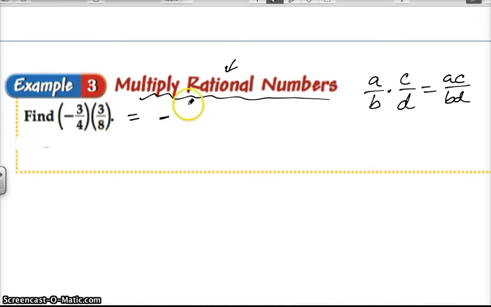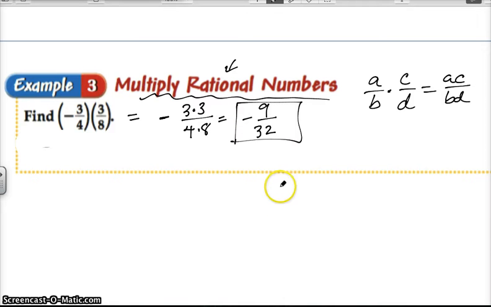Now, I'm just going to proceed as I would. 3 times 3 is going to be my numerator, and my denominator will be 4 times 8. With a little bit of fancy calculation, I get negative 9 over 32, and there's no simplification that I can do. That's my answer.